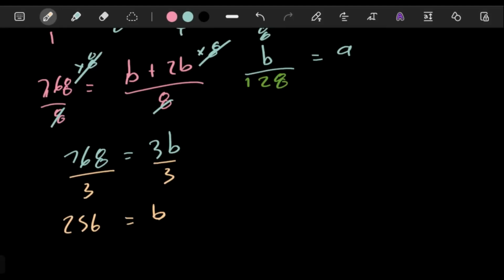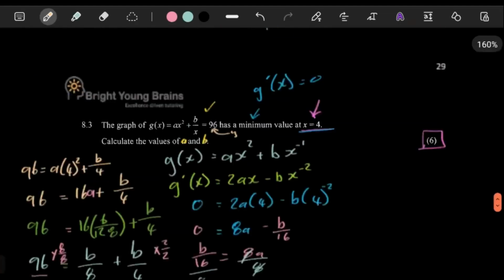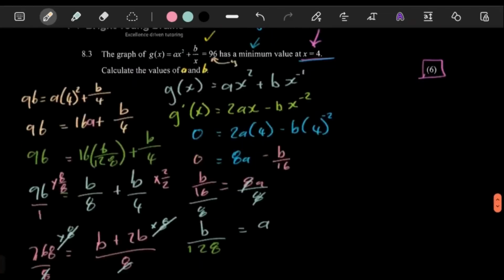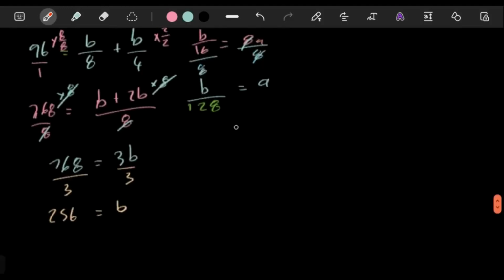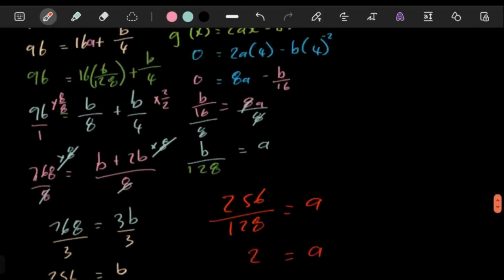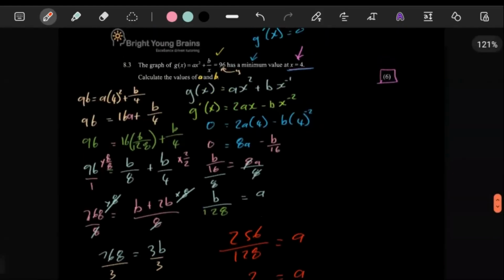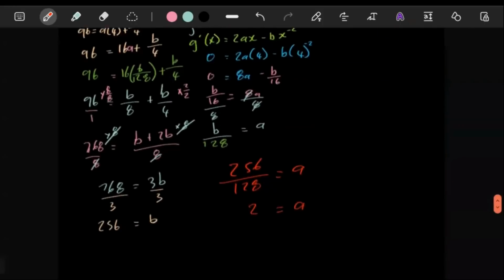This is 256. So with 256, that's the value of B. The value of A, let's see what is the value of A. You would have here 256 over 128. This is equal to A. Your value of A is 2. So that's that, and that is the way we like it. Getting 6 marks there. Nice, easy 6 marks. Let's move on to the next question.